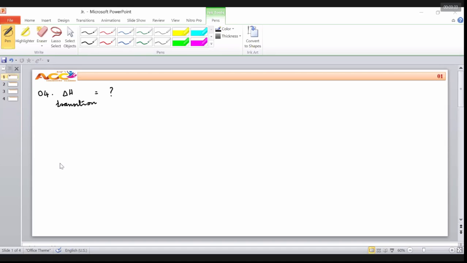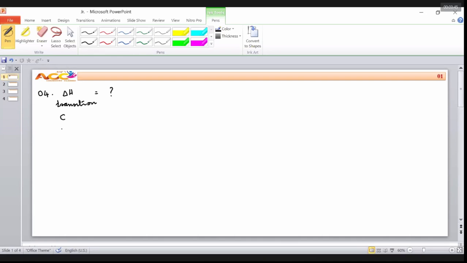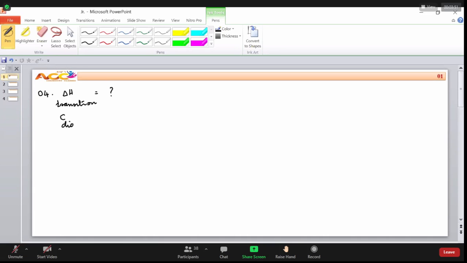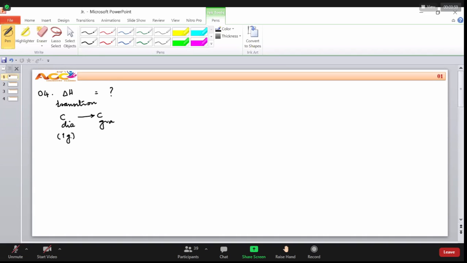Right. For carbon, he's asking the enthalpy of transition of carbon. Carbon in which form? He's saying from diamond to amorphous carbon. What is the meaning of amorphous carbon? Graphite. And he is saying in brackets 1 gram, right?